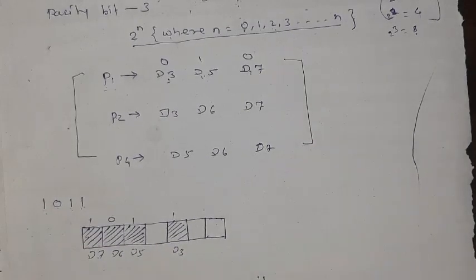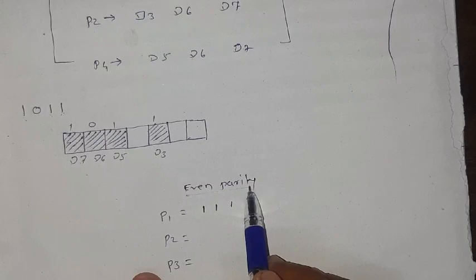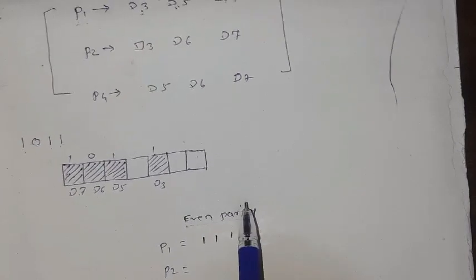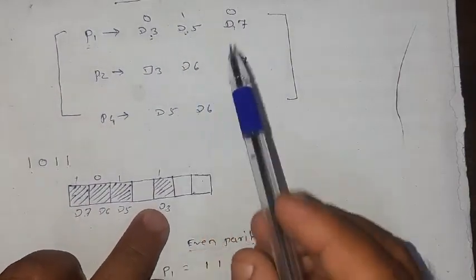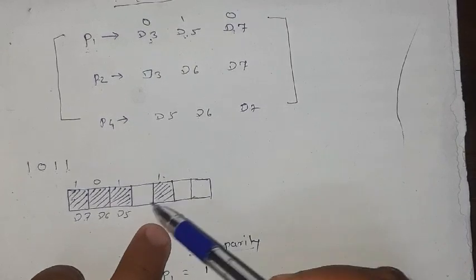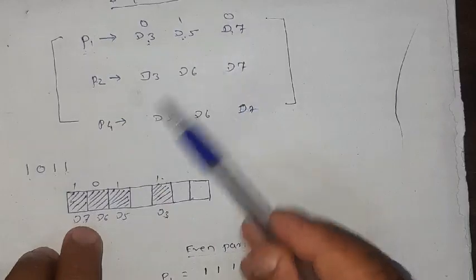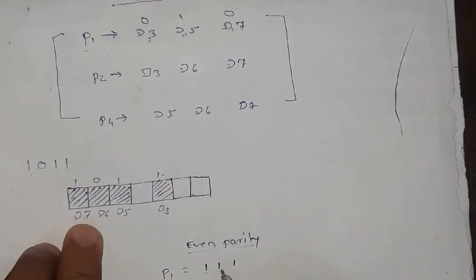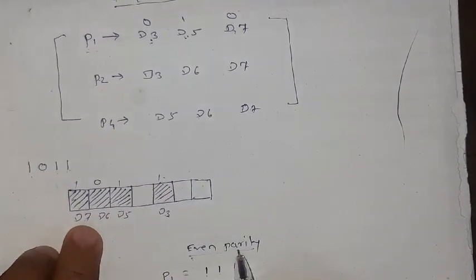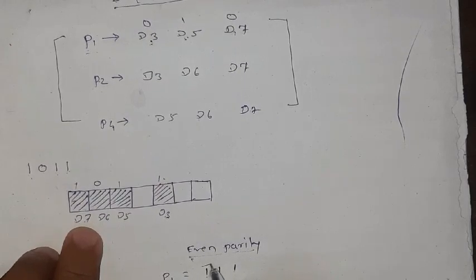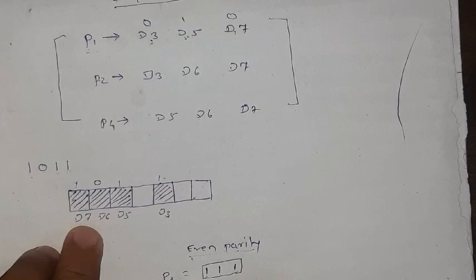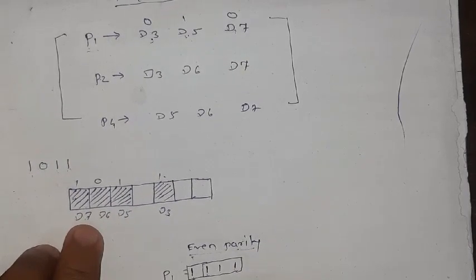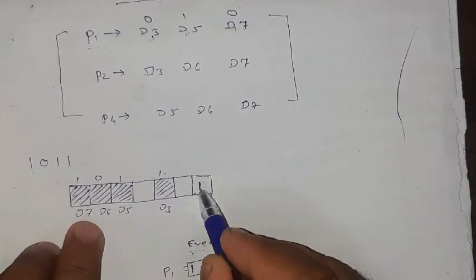Okay, so we are dealing with even parity. Now we know the associativity of P1 is what? D3, D5 and D7. Now check the values. D3 is 1. D5 is 1. And D7 is 1. We are dealing with even parity. Now here the number of ones is odd, so make it even. Then the value of P1 should be 1. Then it becomes even parity. Are you getting me? Clear? So the value of P1 is 1.